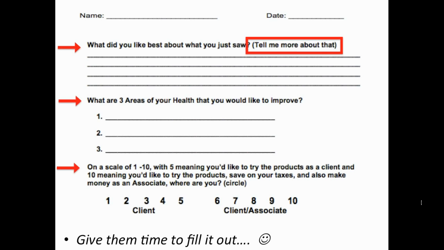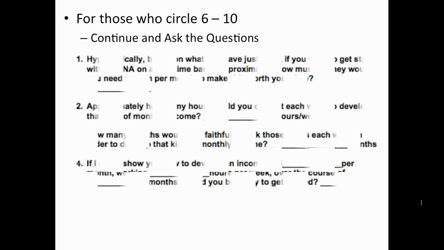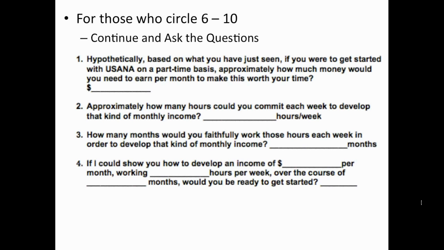Okay, so next, you're going to continue with the form, and these questions are at the bottom of the sheet on the first page. And so you're going to say, for those of you who circled 6 through 10, I want you to answer these. The rest of you, I just want you to be patient for a few minutes. It'll just take a few minutes to go through these. So these are the questions, and you're going to ask one at a time.